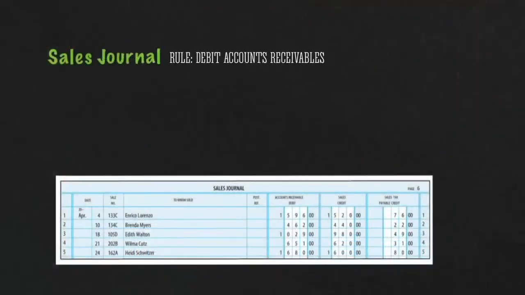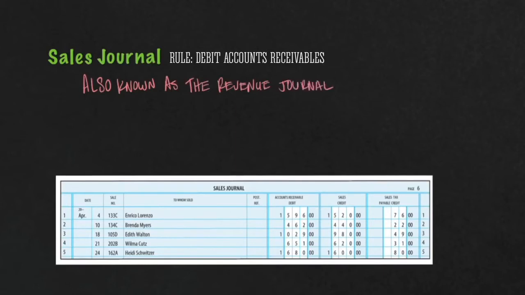Let's go to the first one. The first one is the sales journal. Feel free to pause the video to analyze the example below. It's also known as the revenue journal. The most important rule about the sales journal is you must debit accounts receivable. So any transaction where you debit accounts receivable, you're going to journalize in the sales journal. Not in the general journal, but in the sales journal.